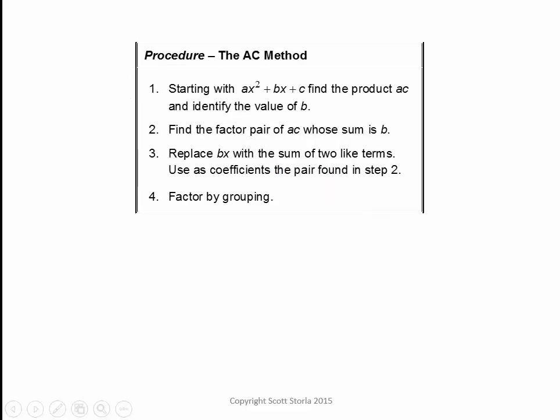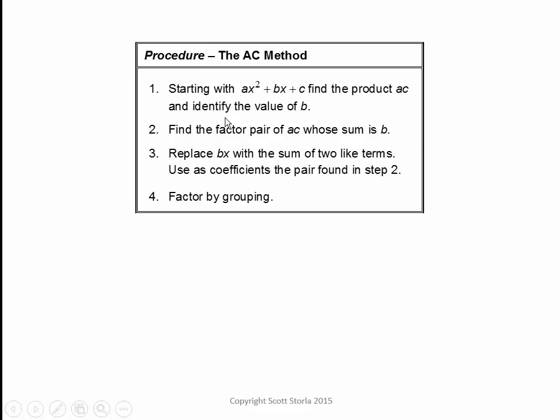Here are the steps for the AC method. First, notice you always have to start with your trinomial written in standard form, and you need to identify the values of A, B, and C. Next, we multiply together A times C, that's where the method gets its name, and then we find all factor pairs of that product. We look through those factor pairs and try to find one which adds up to B.